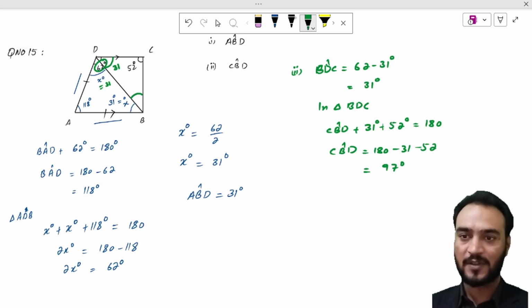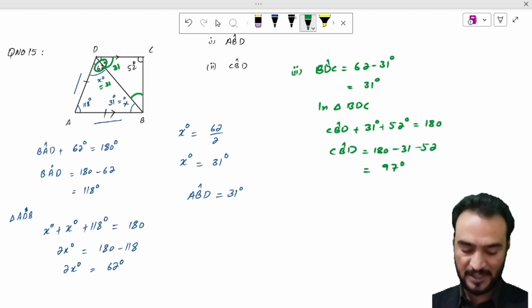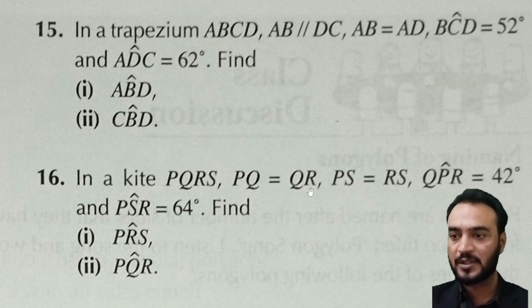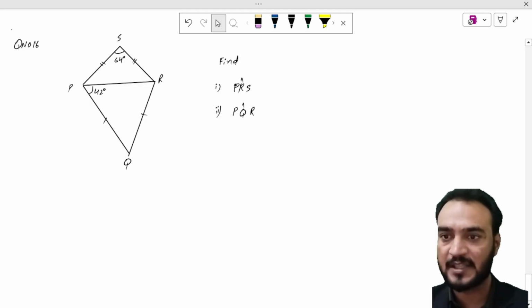Now we will solve question number 16, the last question of this exercise. Question number 16 is, in a kite PQRS, PQ is equal to QR and PS is equal to RS, angle QPR is equal to 42 degrees and angle PSR is equal to 64 degrees. Find PRS and PQR. To understand this question, we have to draw the kite PQRS, and question number 16 is this.